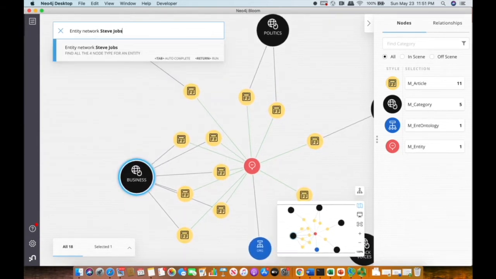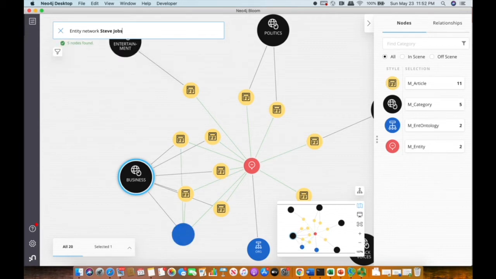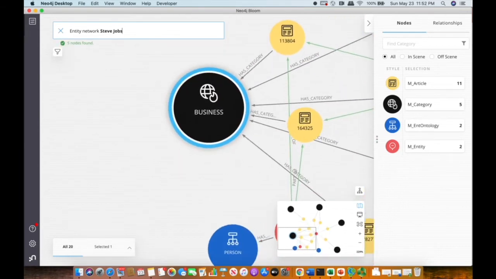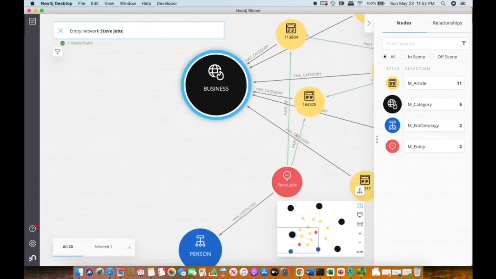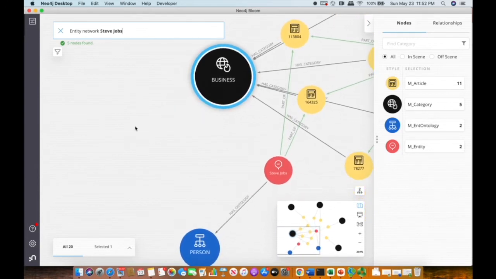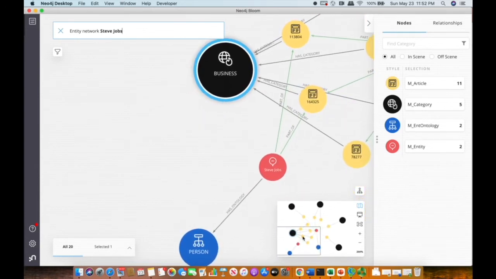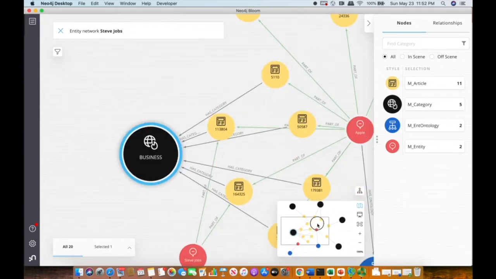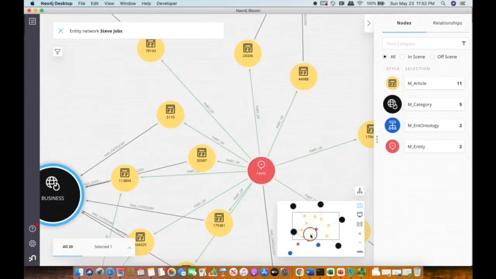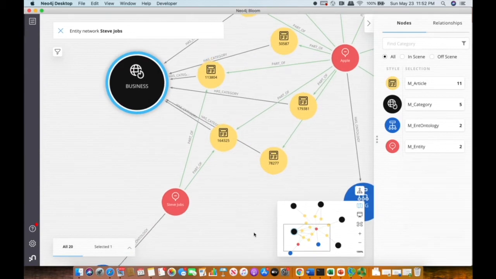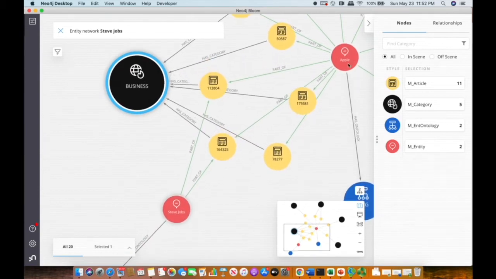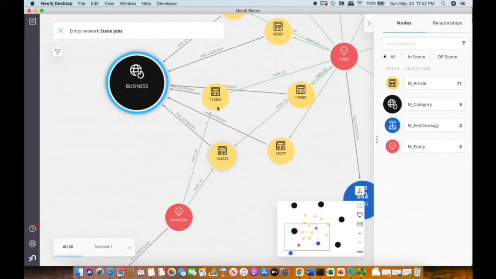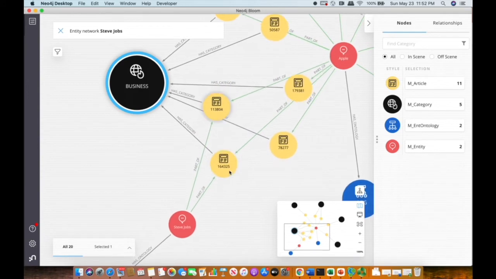That's the beauty of Neo4j Bloom. It doesn't clear, it adds another graph on top of this graph and shows the connection. So let's do that. Entity network for Steve Jobs. Right, so what we are able to see here is Apple and Steve Jobs are connected together in these two articles, right?